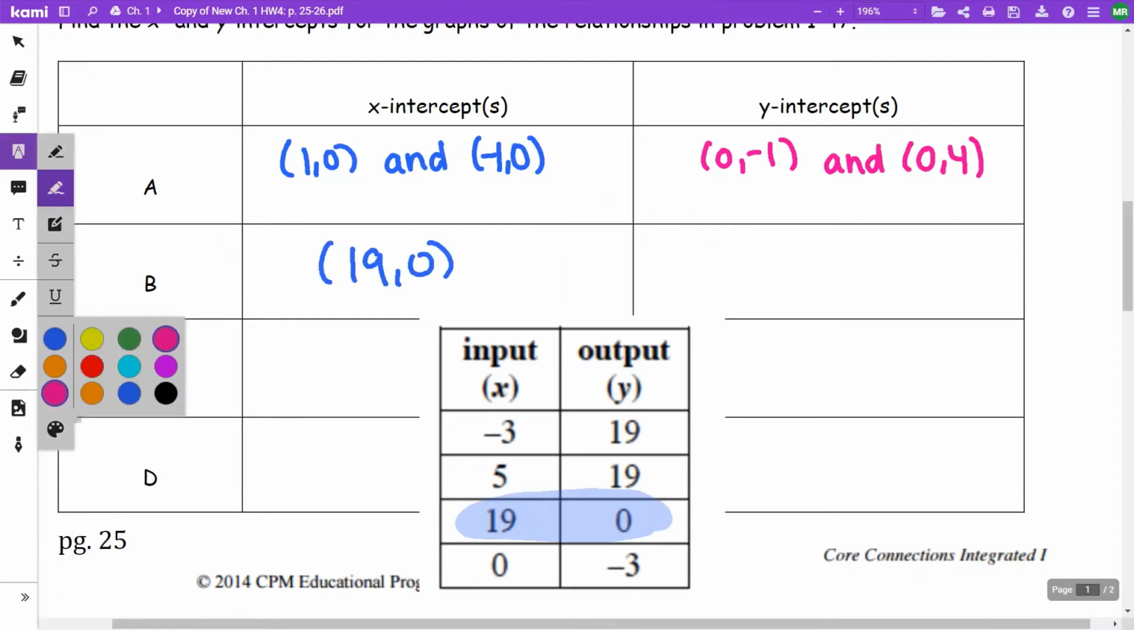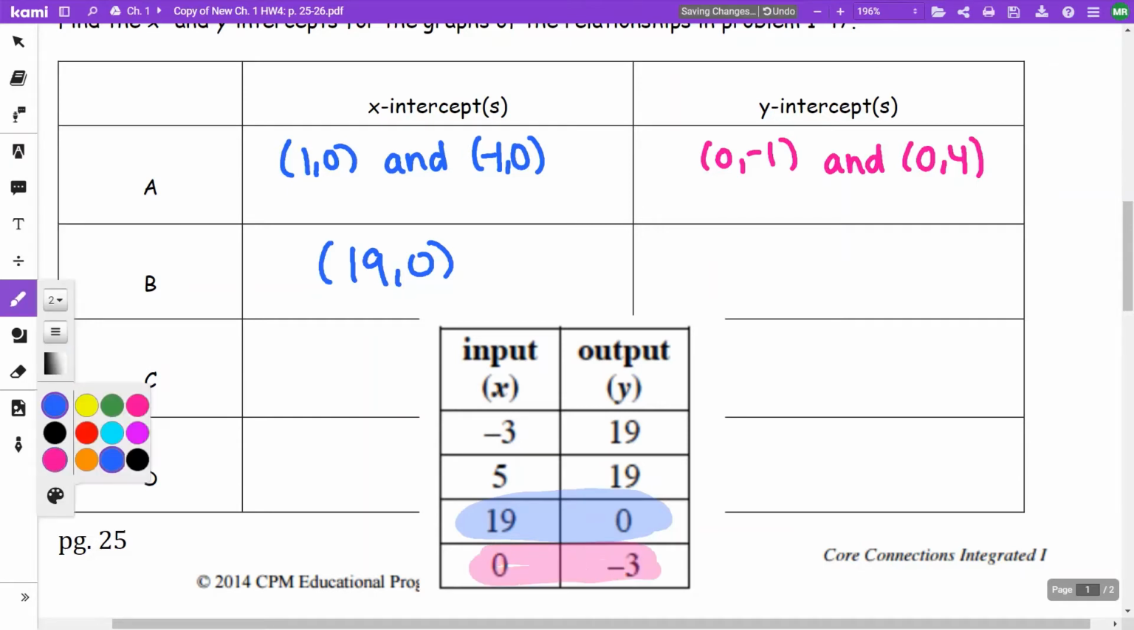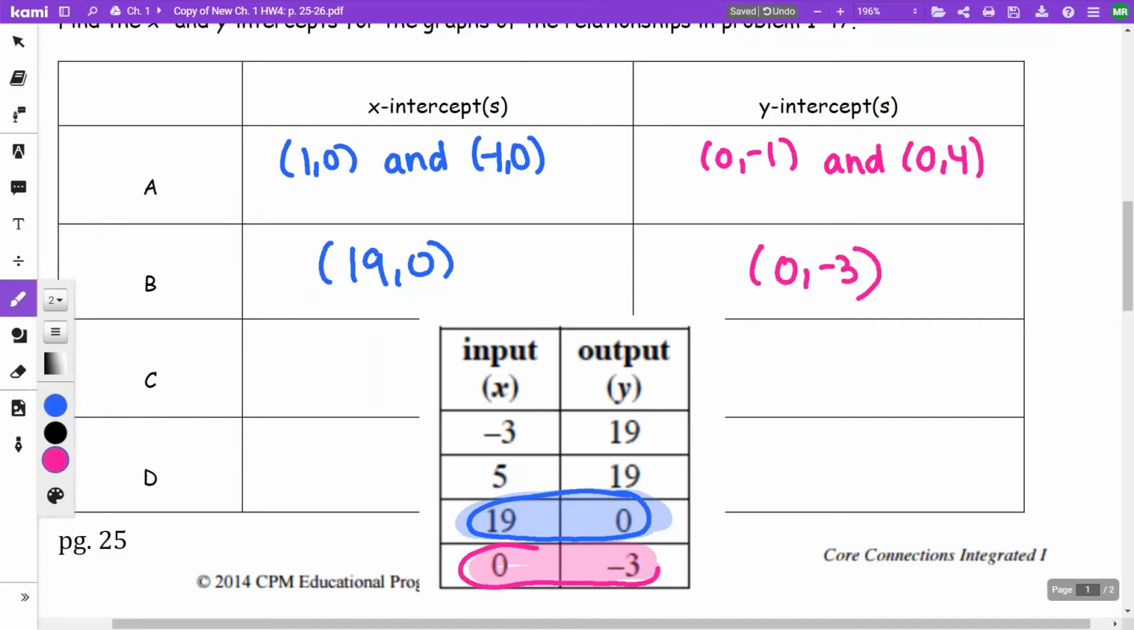And then my y-intercepts over here both have my x being 0. So I'm looking for my x being 0, which is right here. So that is going to be my y-intercept, which is 0, comma, -3. Okay, so again, we're looking for where my y is 0. That's my x-intercept. We're looking for where my x is 0. That's my y-intercept. So let's look at the next graph.